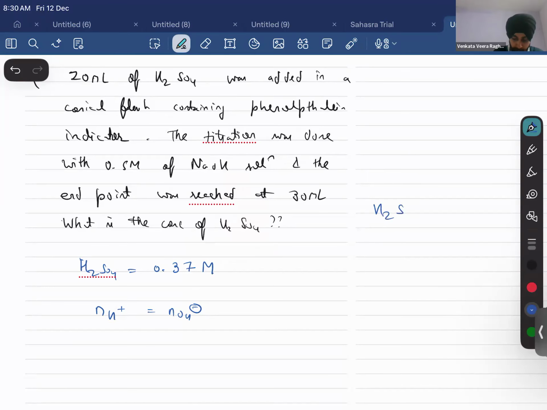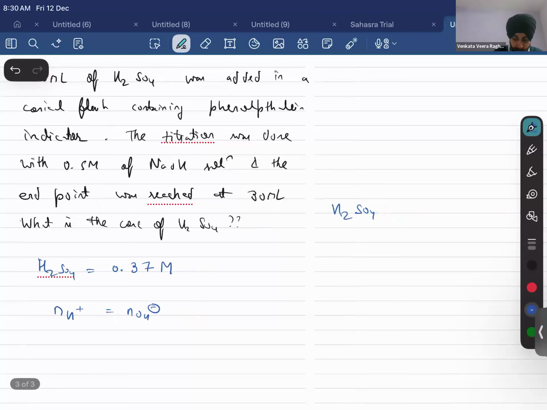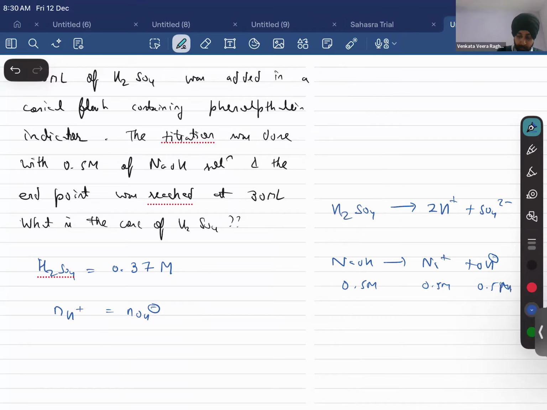First of all, we have to write the equations. H2SO4 will be dissociated into 2H plus and SO4 2 minus. And NaOH will be dissociated into Na plus and OH minus. NaOH concentration is given to me as 0.5 molar, so this will be 0.5 molar again. So I'll be having the concentration of OH minus as 0.5 molar.